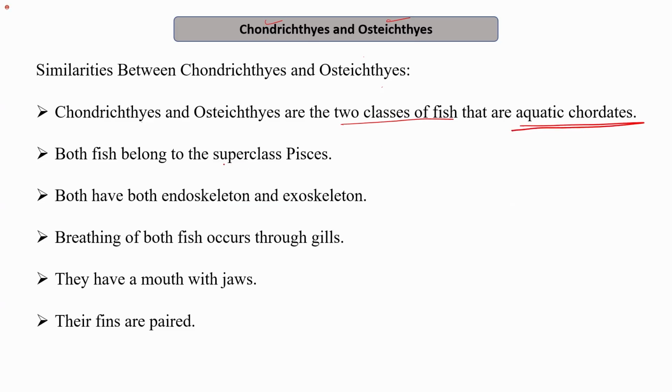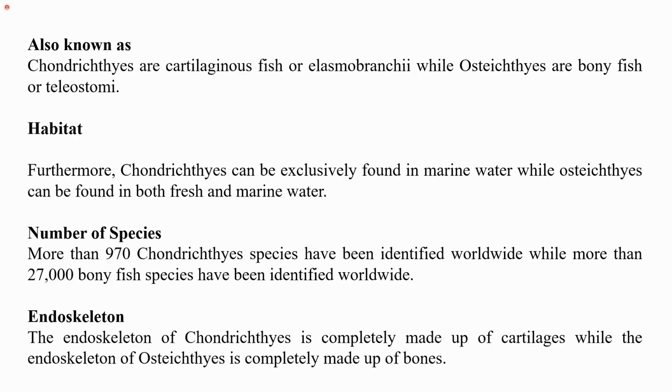Both belong to the superclass Pisces. Both have an endoskeleton and an exoskeleton, although the skeleton may differ in the composition. Breathing occurs through the gills in both. They both have a mouth with jaws, although the shape of the mouth differs. Their fins are paired. So these are the similarities in both chondrichthyes and osteichthyes. However, there are certain differences between these.